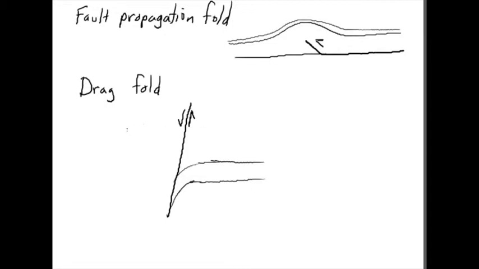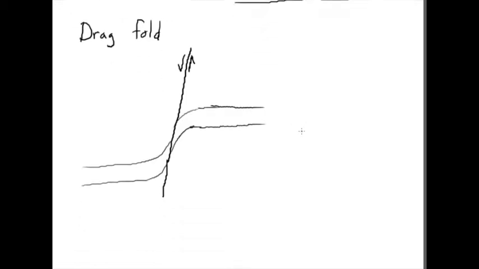So maybe this, based on the way this fault is going, probably this layer would originally have connected down here. So there's a fold, this planar material, maybe it's a layer of limestone or sandstone or something, is curved and folded because of the fault. Okay.